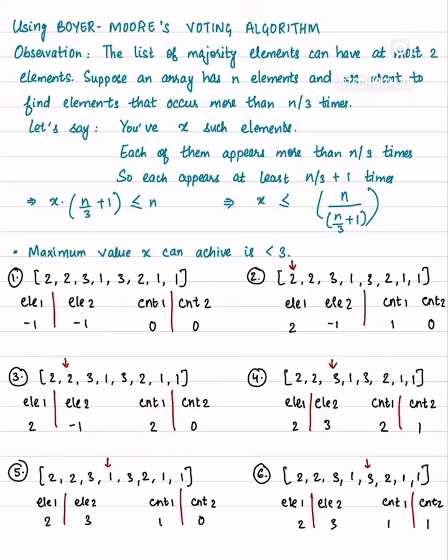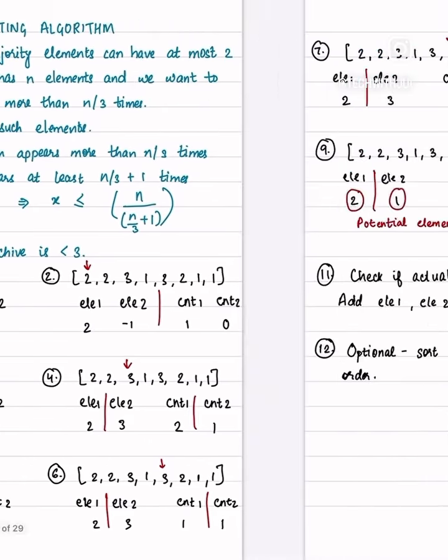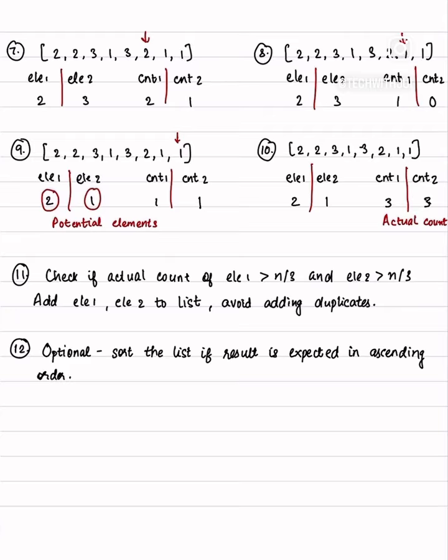Now we got a 3. So element 2 is 3 and we increment count 2 as well. But as soon as we got another potential candidate over here, we decremented the values of count 1 and count 2. So we keep doing this until we find the potential elements. If you observe here, at last 2 and 1 are the potential candidates. Now these are just potential candidates. The actual count we still need to validate, because if you remember, we decremented counts as well, right?